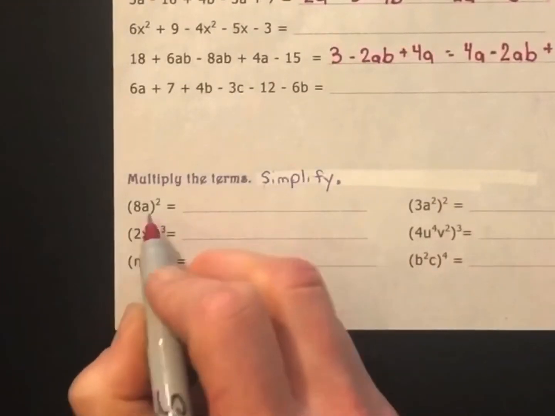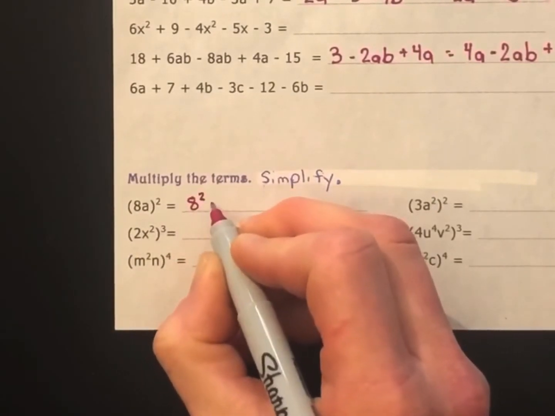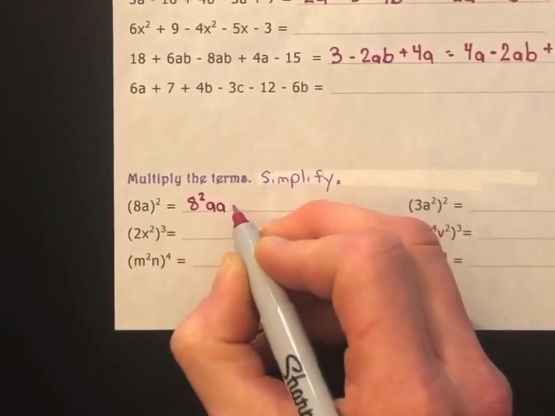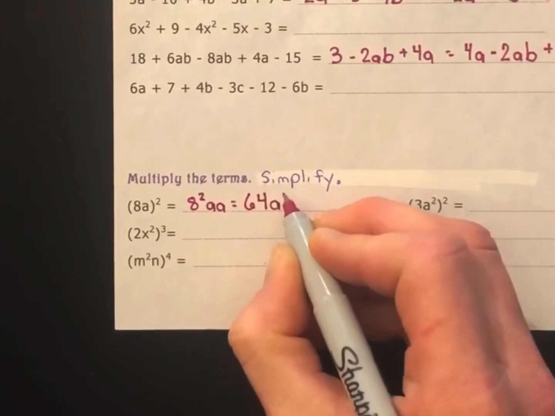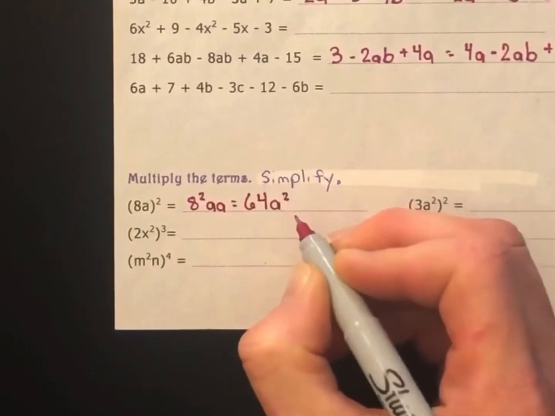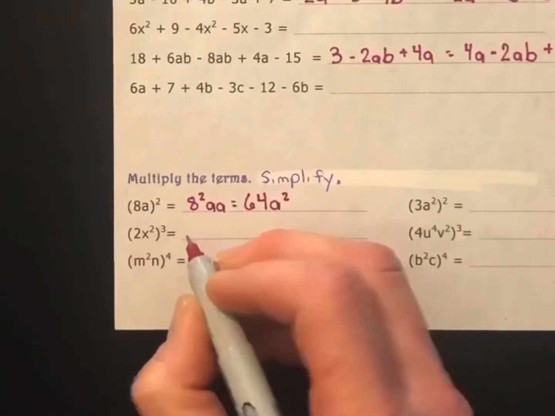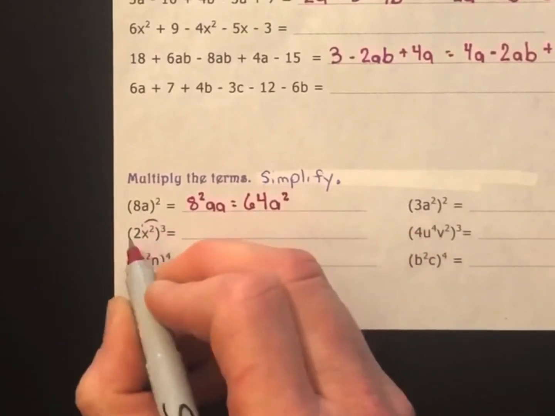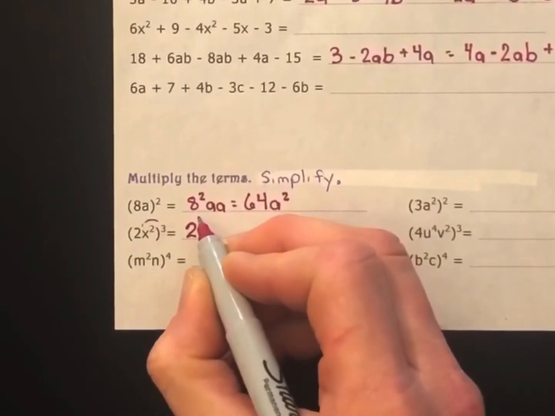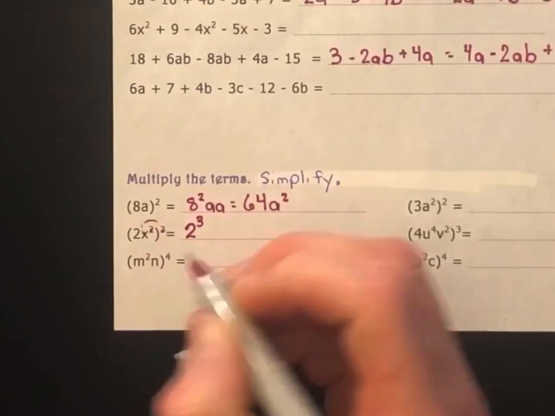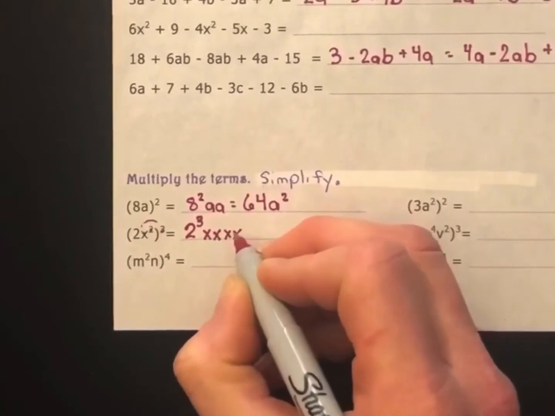The first one is 8 times a, both in parentheses, squared. That means that the 8 is squared and the a is squared. So when we simplify it to its simplest form, we end up with 8 squared, which is 64, and a squared. The next one is 2x squared in parentheses to the third. The 3 goes with everything inside the parentheses. So first we have 2 to the third power, and then we have x squared to the third power. That would be x times x times x times x times x times x.